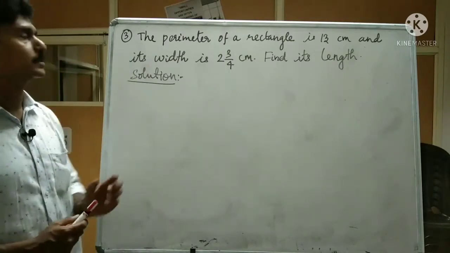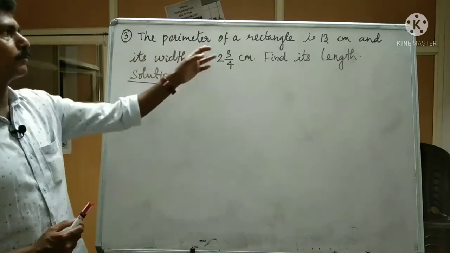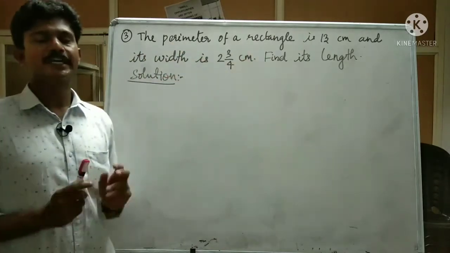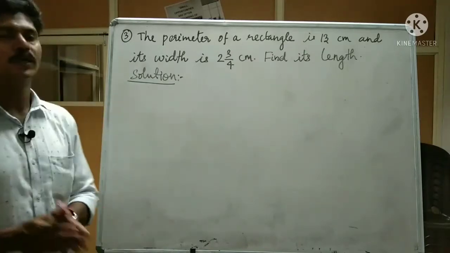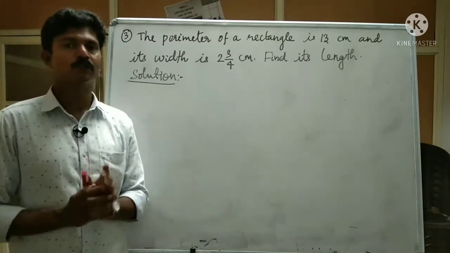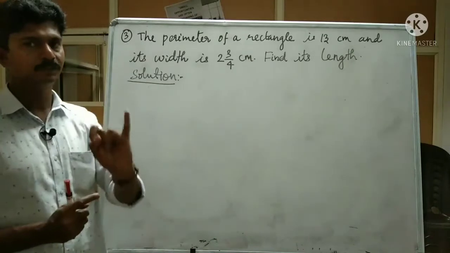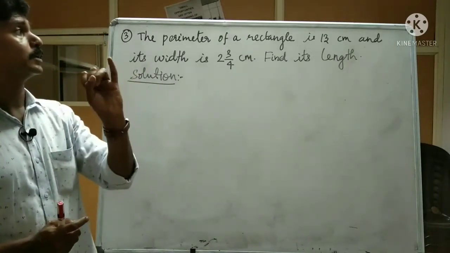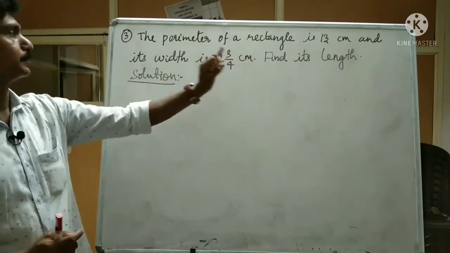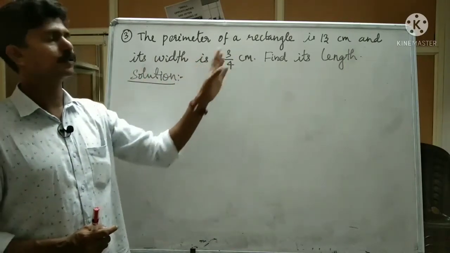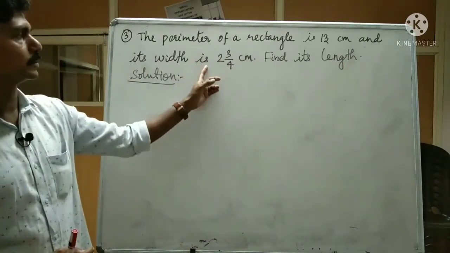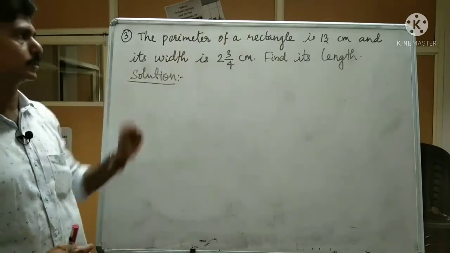So let us see this question. The perimeter of a rectangle is 13 centimeter. So the perimeter is given there. So what is given in the question? First of all, it is given the perimeter of a rectangle, that is 13 centimeter, and its width is 3/4 centimeter. The width is also given. So the perimeter and width are given.